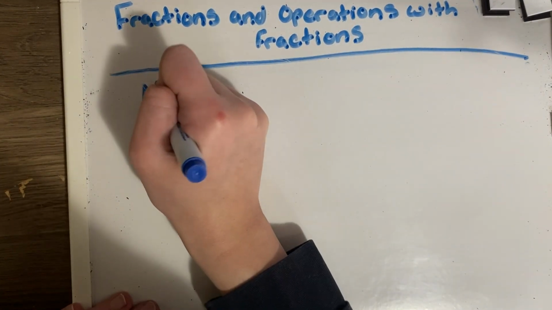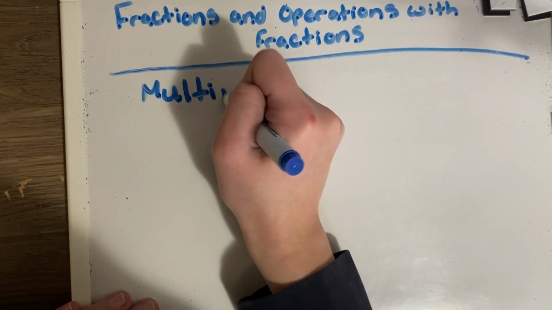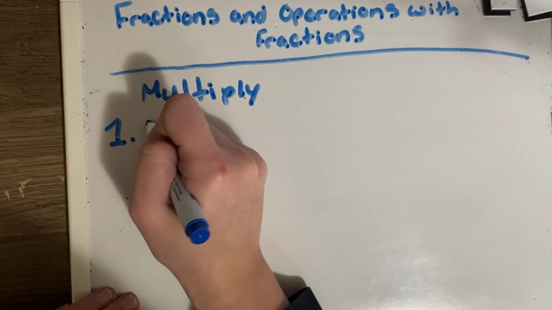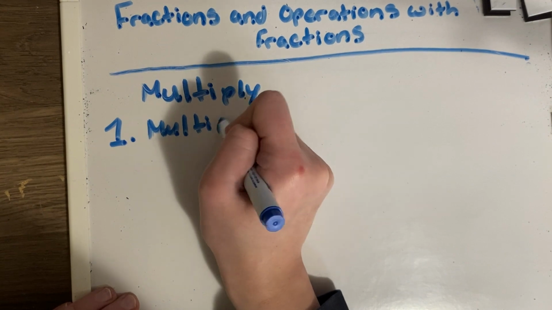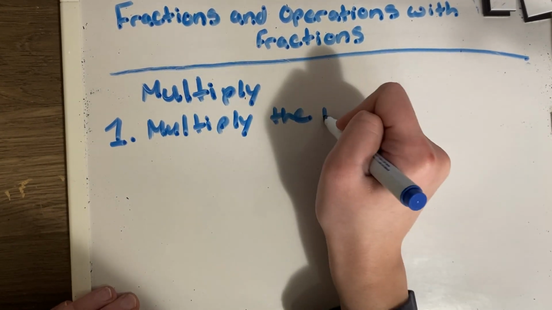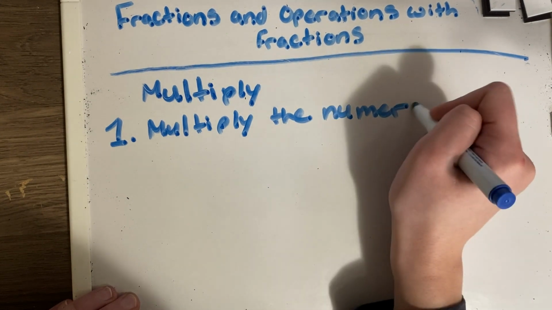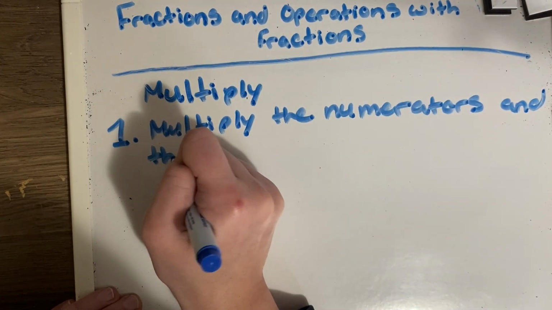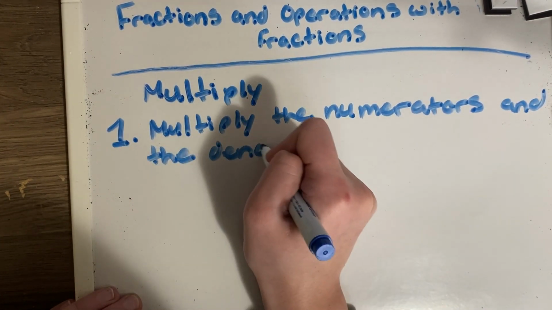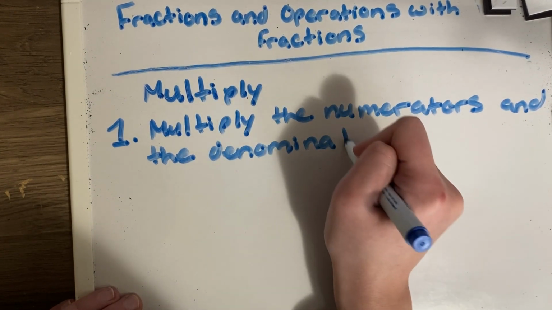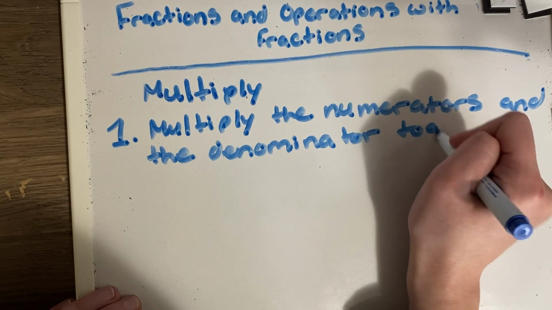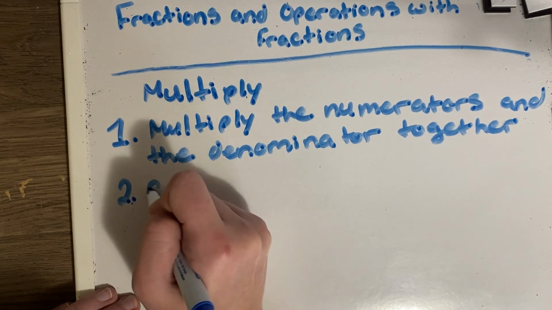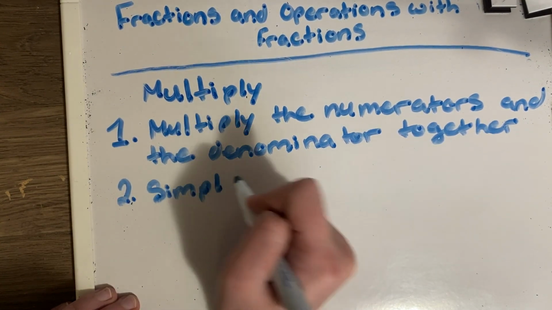Now, next thing is you're going to multiply. Multiplication is very, very simple because you're just going to multiply the numerators and the denominators together. And then, as usual, for every type of fraction equation you're going to do, you're going to simplify at the end, if possible.